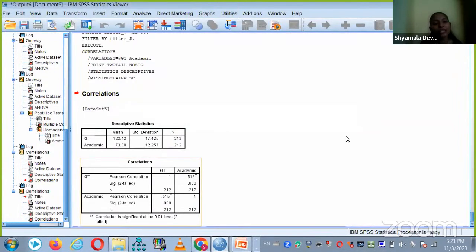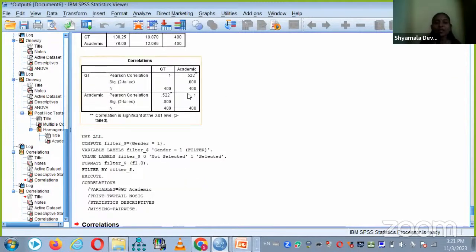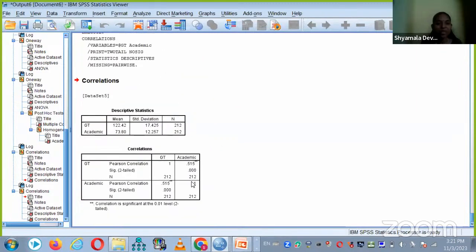How do we know that we have done the correlation only for boys? If you check the previous table, what is the n value? The n value is 400, so the sample size is 400. But for this table, the n value is 212, which means we have taken only the boys and correlated the grand total of home environment and academic achievement. Is that clear?